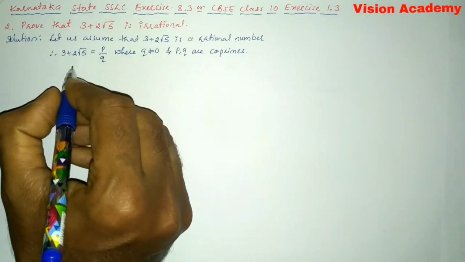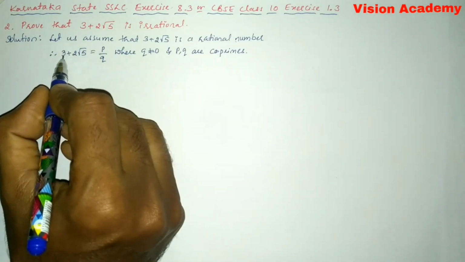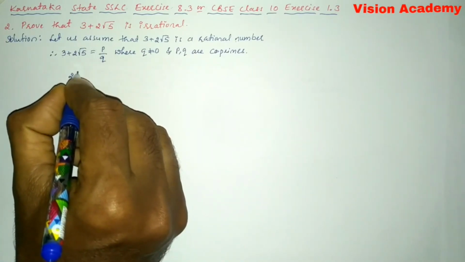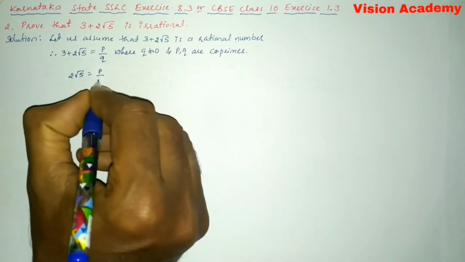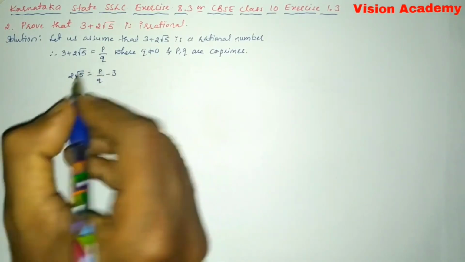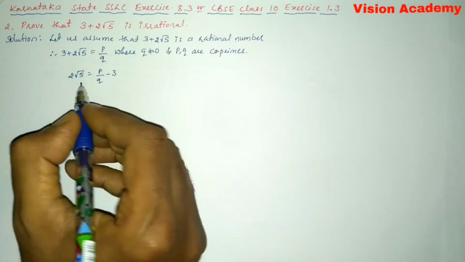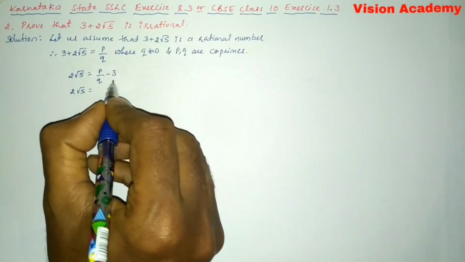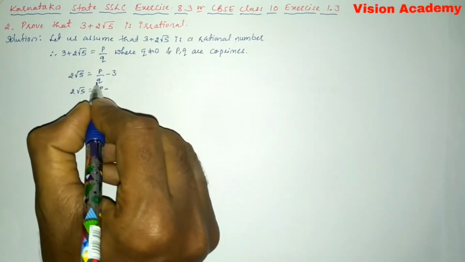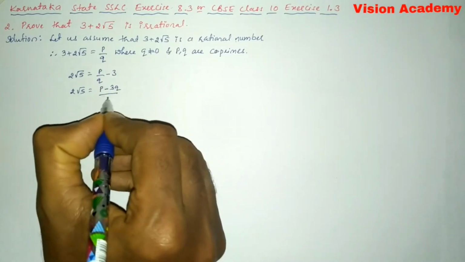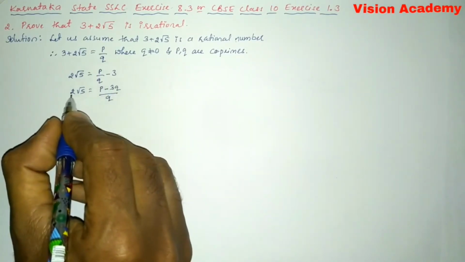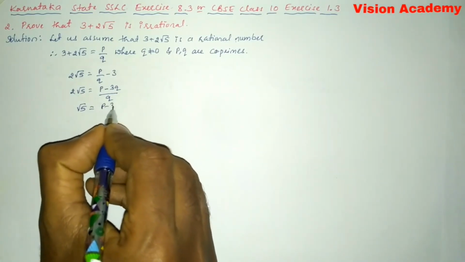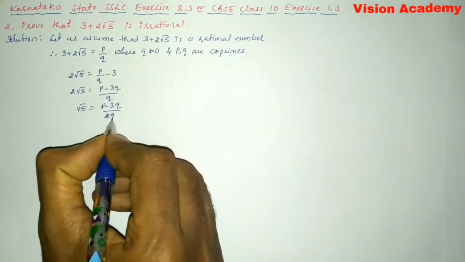Now let us transfer this 3 from LHS to RHS. We remain on the left hand side with 2 square root of 5 is equal to p by q minus 3. Now we'll go for taking the LCM of q and 1. So let us write p minus q into 3 is 3q divided by q. So now transfer this 2 from LHS to RHS. Square root of 5 is equal to p minus 3q divided by 2q.